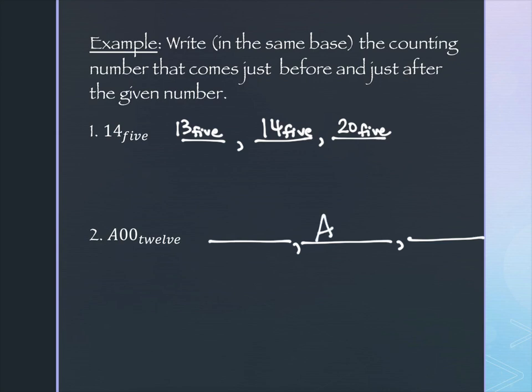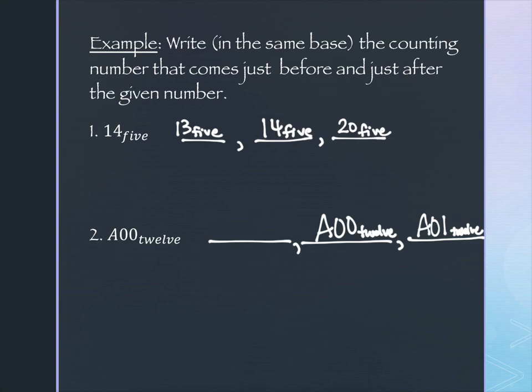Okay, the next one is A00 base 12. Again, one of them's easy to find and the other one's not. Which one's easy to find? The next one, the one after A00. What's after A00? A01. Yep. After A00 is A01. The number before takes a little bit more work.